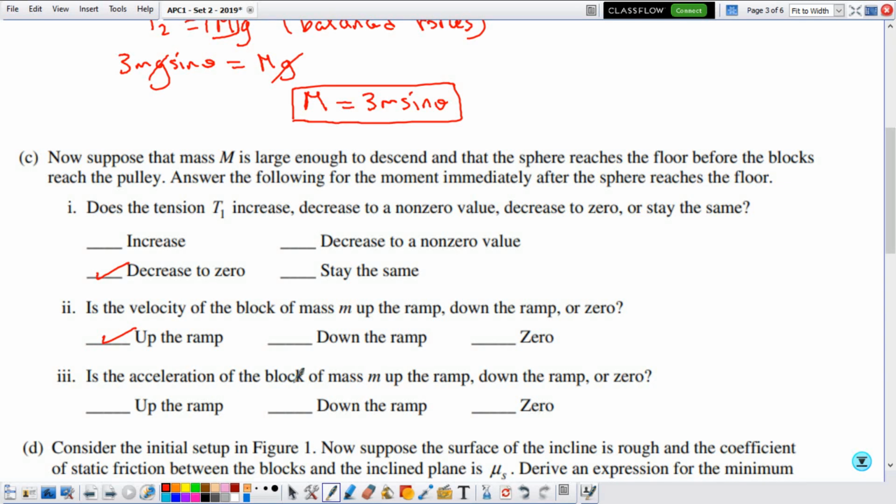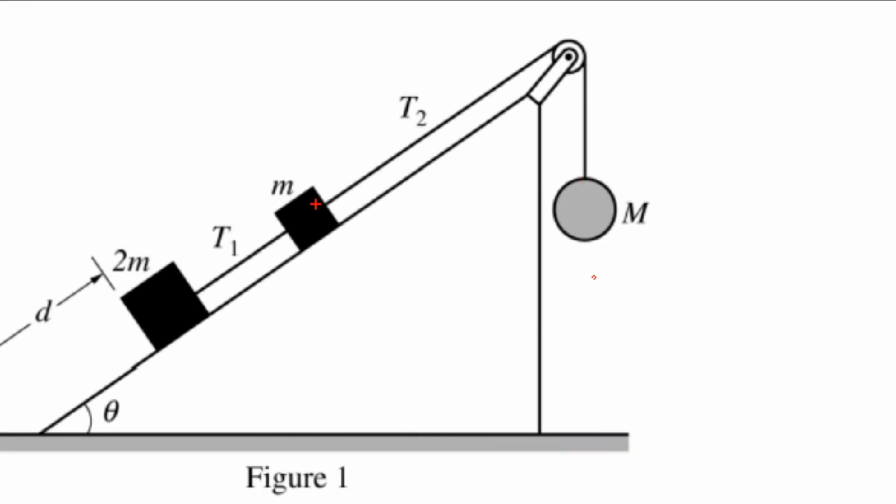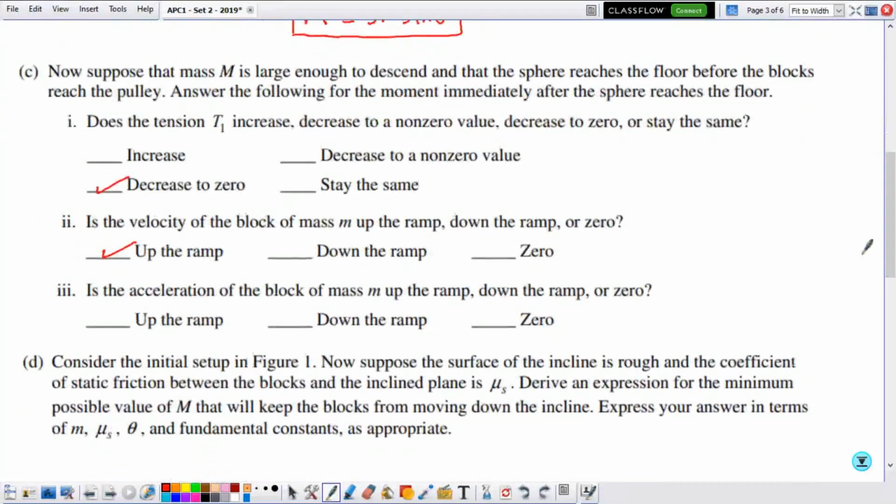Now idea 3 is the acceleration of the block of mass m: up the ramp, down the ramp, or 0. Now the moment this sphere hits the ground, also this string will lose tension. So what are the forces momentarily after the sphere hits the ground? It's being acted on only by the pull of gravity, which is down. Remember that this string will also lose tension, so the net force is down. You can ignore the normal push because it will be balanced by the y component of the pull of gravity. So basically it will be accelerated down. Therefore the acceleration after the sphere hits the ground would be down the ramp.